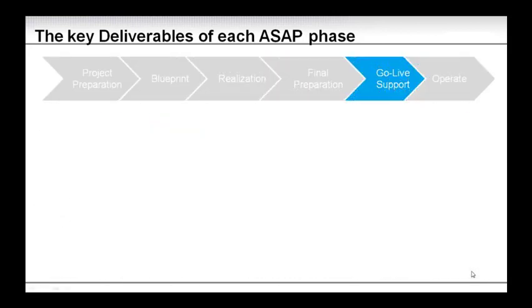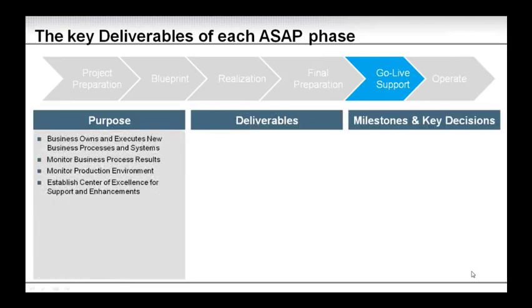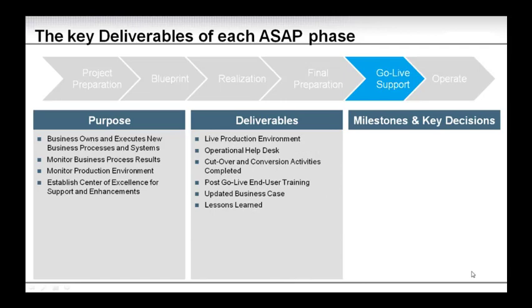Assuming we have a go for go live, we now go into the go live and support phase, the purpose of which is that the business now owns and executes the new business process, as well as supports the systems. So the key task here for the business or for the project team is to monitor business process results, monitor productivity, the production environment, and establish a center of excellence for support and further enhancements and improvement of the process. So the deliverables for go live and support.